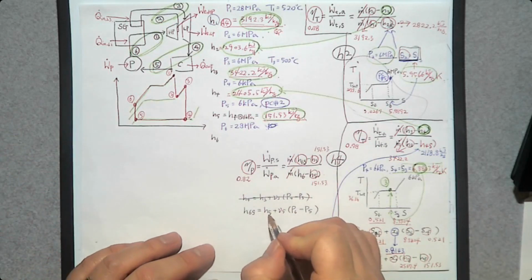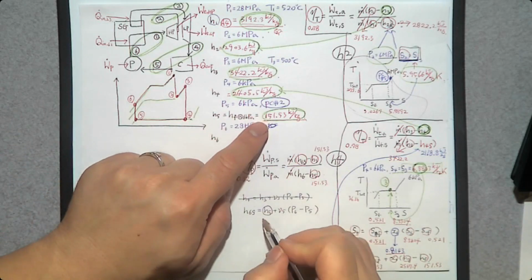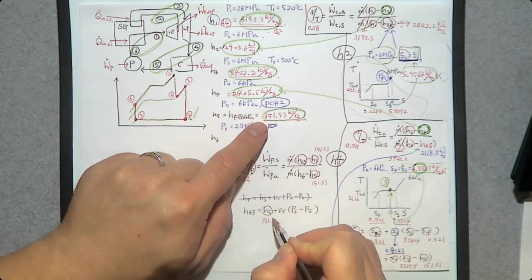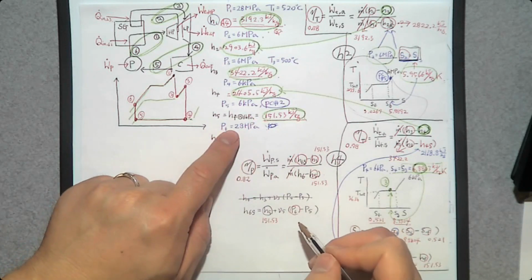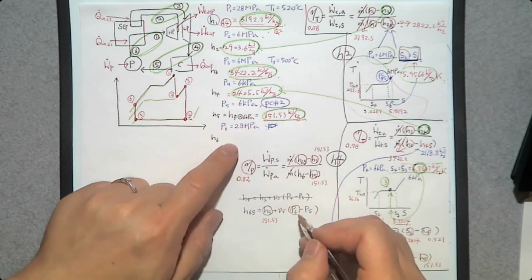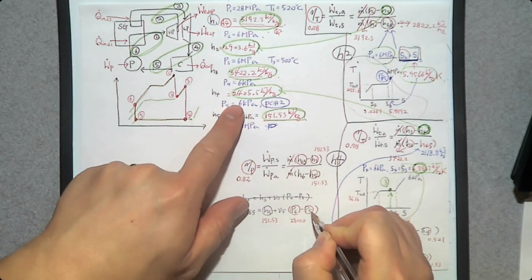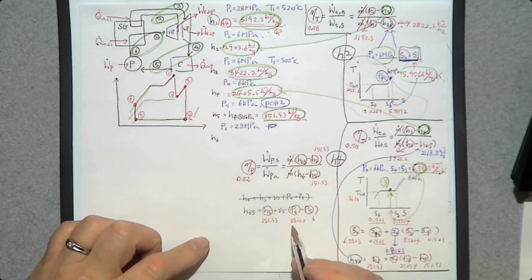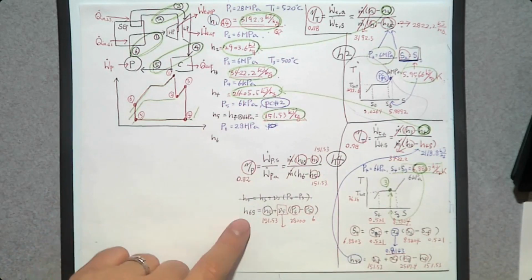And do we know H5? Yes, we found it, 151.53. What about P6? The pressure, 28 megapascal. Are you going to use megapascal? No, kilopascal. 28,000. What about P5? 6 kilopascal. So if you find V5, then you can determine H6 of the isentropic pump.